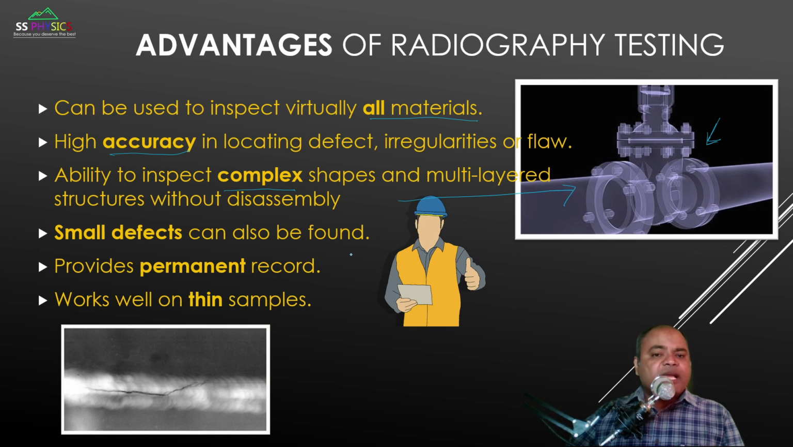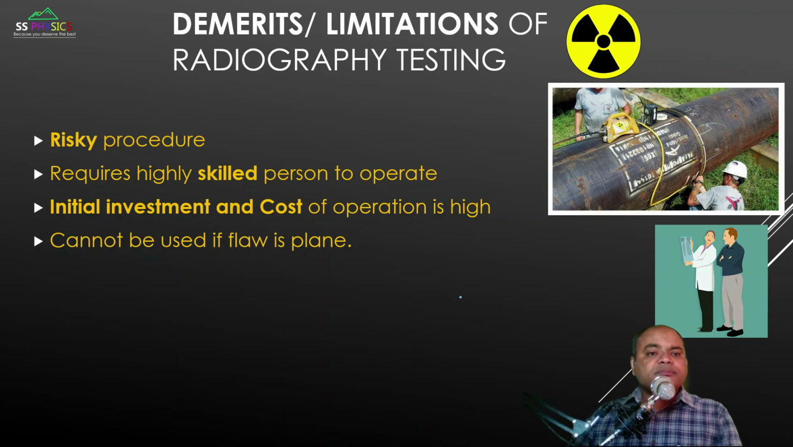Small defects can also be found. It provides a permanent record. As we are taking a photograph on a film, we have that permanent record for further or future use. It works well on thin samples. So if the sample is thin, like a thin film, then it can also be used. After some advantages, now we will see some demerits or limitations of radiography testing.